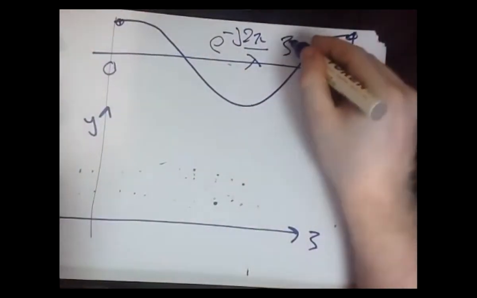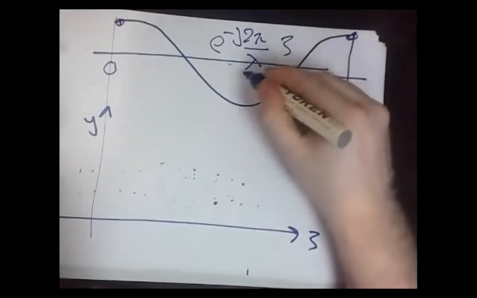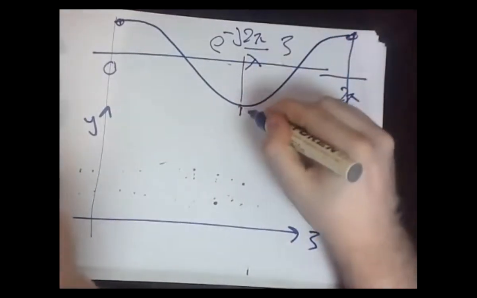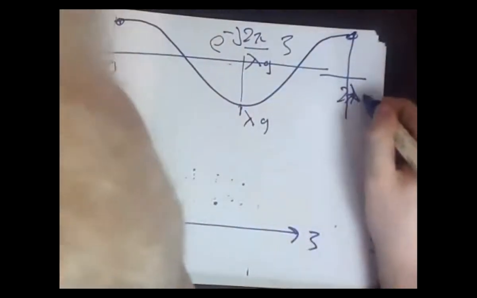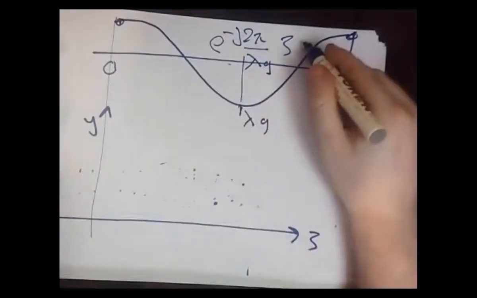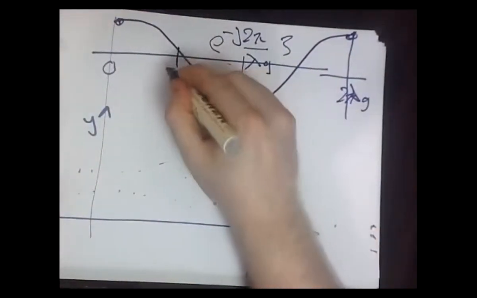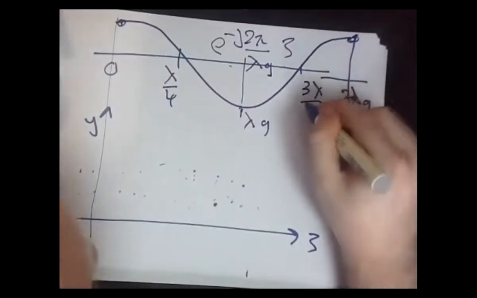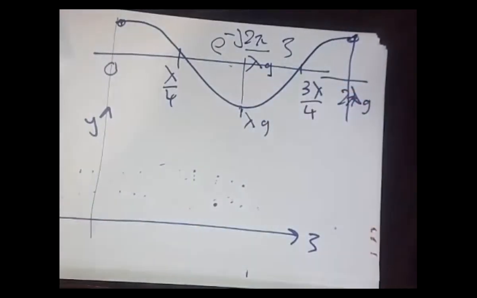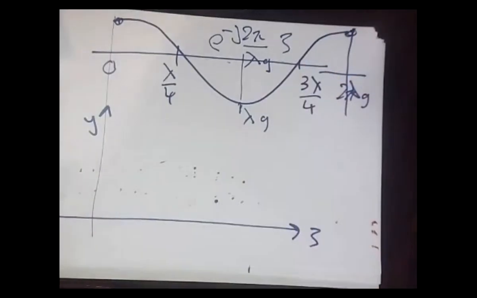If z is equal to lambda over 2, then we have a pi here. Of course, all these lambdas are lambda g, by the way. Okay? Then, if z equals lambda over 4 or 3 lambda over 4, we have 0. So let's reflect this here.